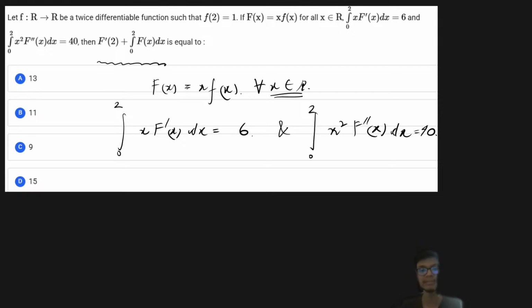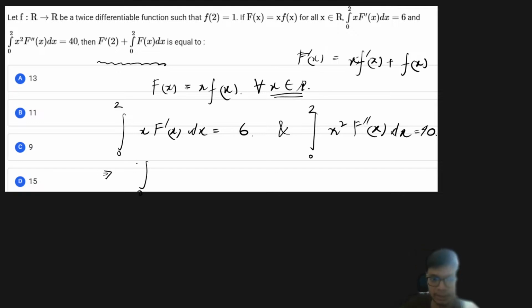The problem is very, very simple. Just give it a try. First and foremost, let us find capital F dash of x. It is going to be equal to x into small f dash of x plus small f of x. Now if you put it in the first equation, the integral from 0 to 2 of x into small f dash of x plus capital F dash of x dx, and this value is equal to 6.